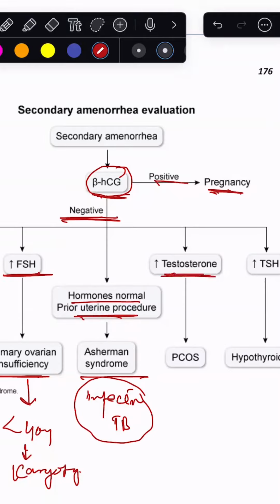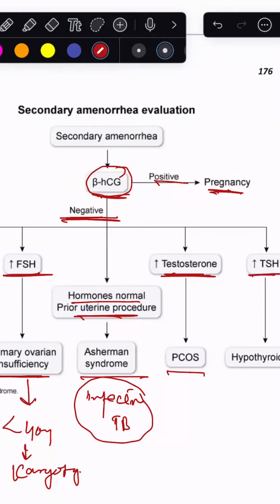If the testosterone is high, you will think about PCOS. In PCOS, your LH-FSH ratio is high, androgens are high. You can see oligomenorrhea or amenorrhea along with acne, hirsutism, and obesity. The treatment will be weight loss, OCPs, and metformin if insulin resistance is present.